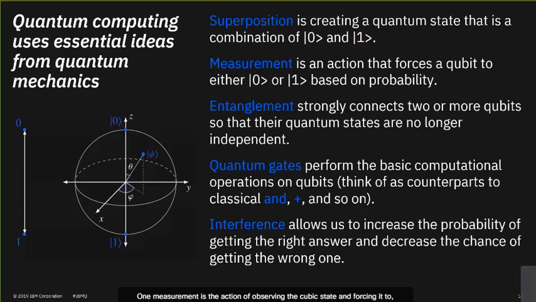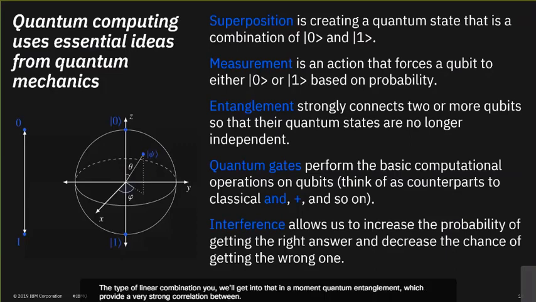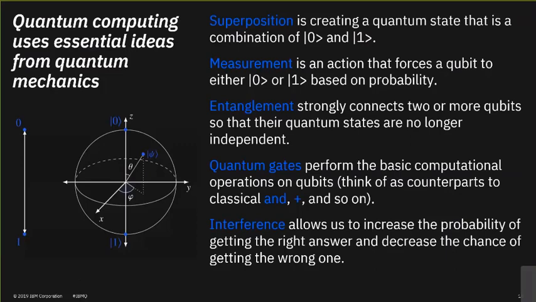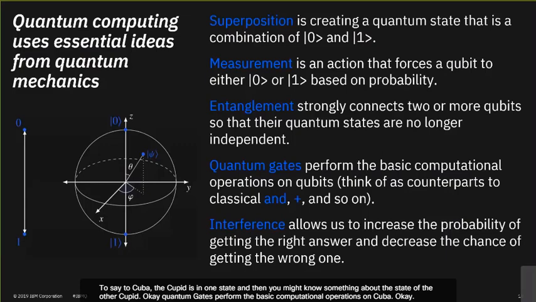Measurement is the action of observing the qubit state and forcing it to make up its mind and go into either the ground state or the excited state. And it will do so in a probabilistic manner that's based on the superposition, the type of linear combination you have. We'll get into that in a moment. There's quantum entanglement, which provides a very strong correlation between, let's say, two qubits. If a qubit is in one state, then you might know something about the state of the other qubit.